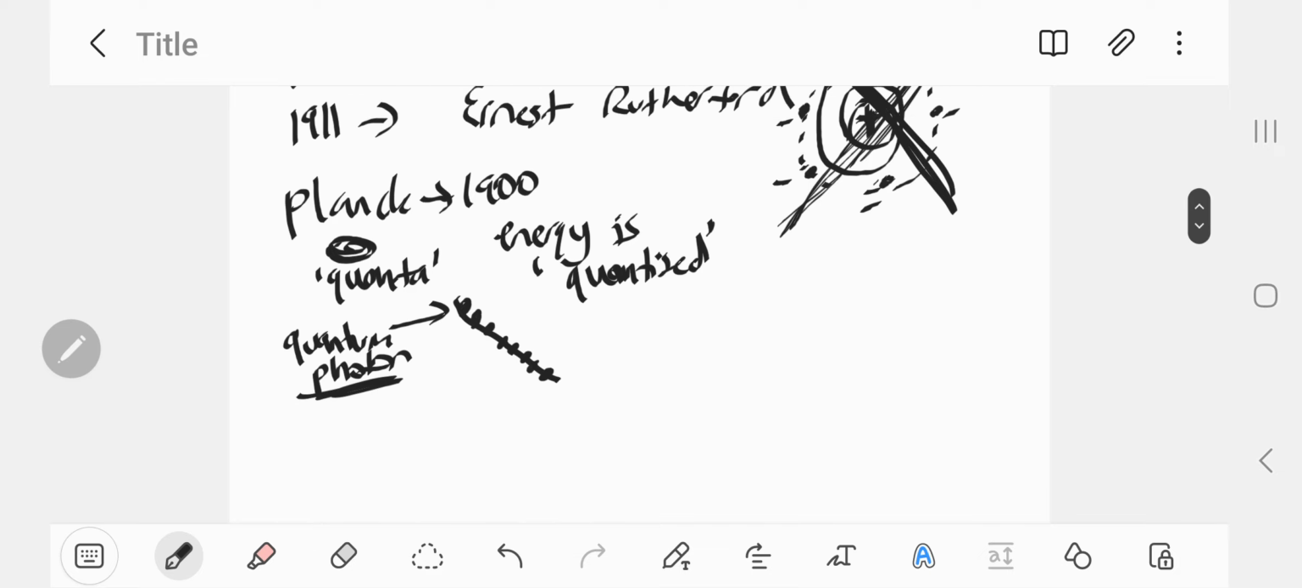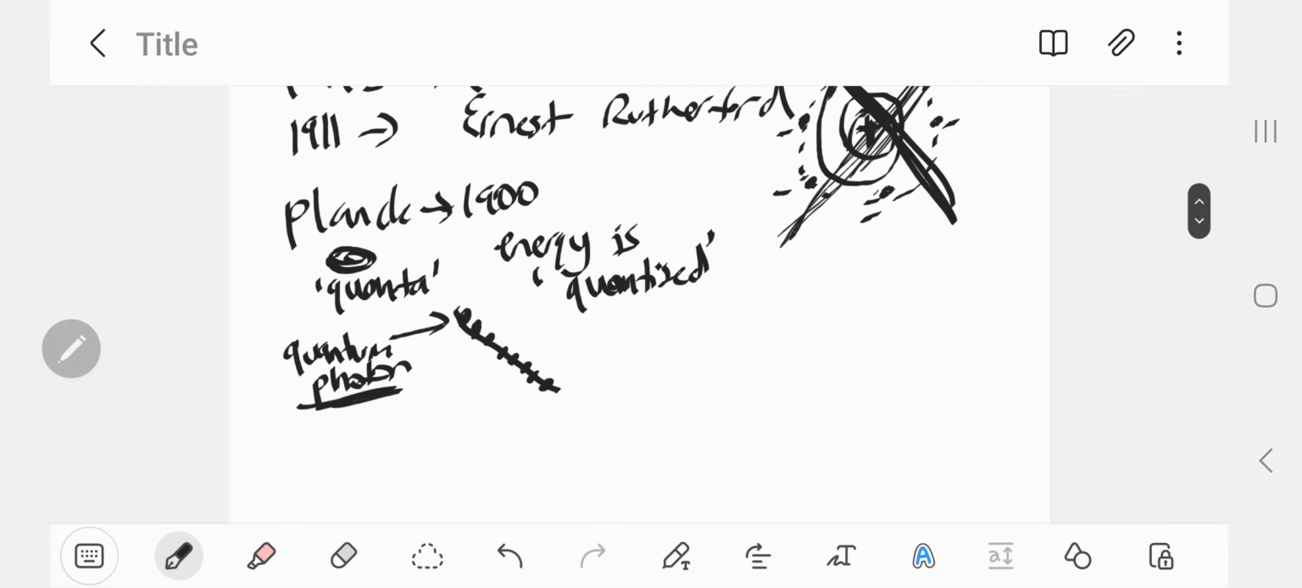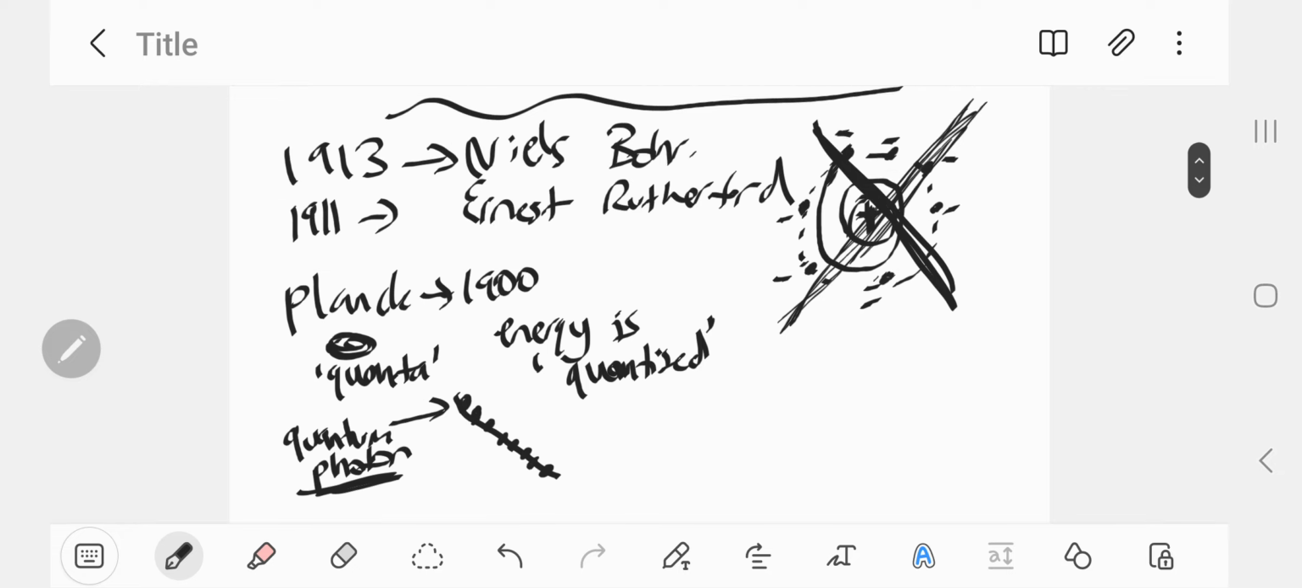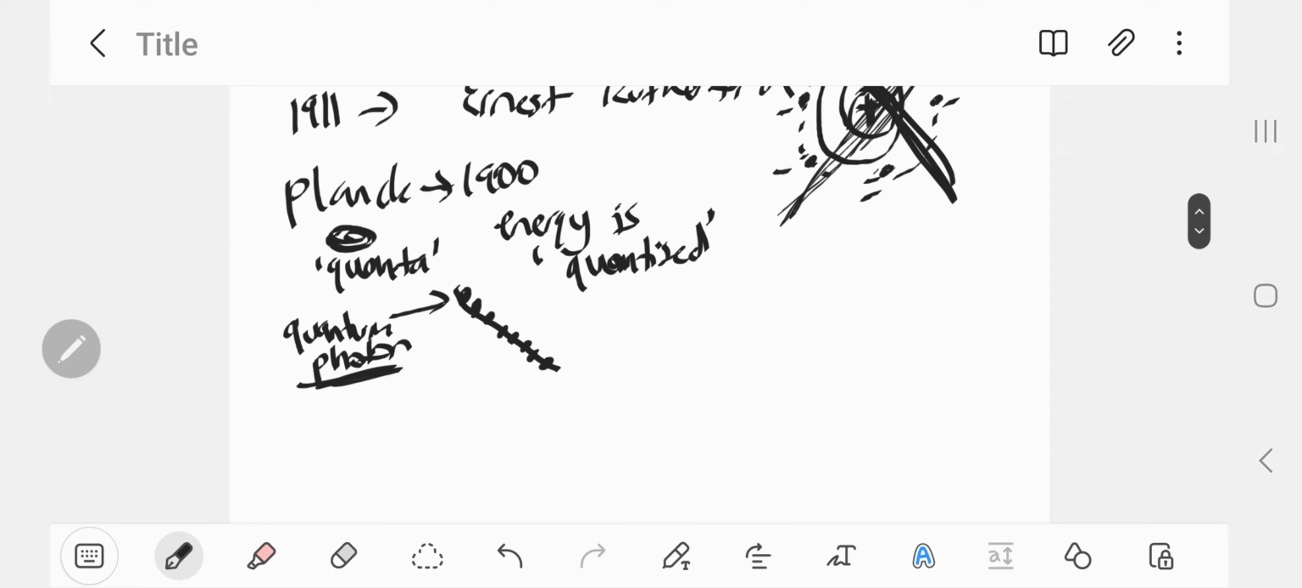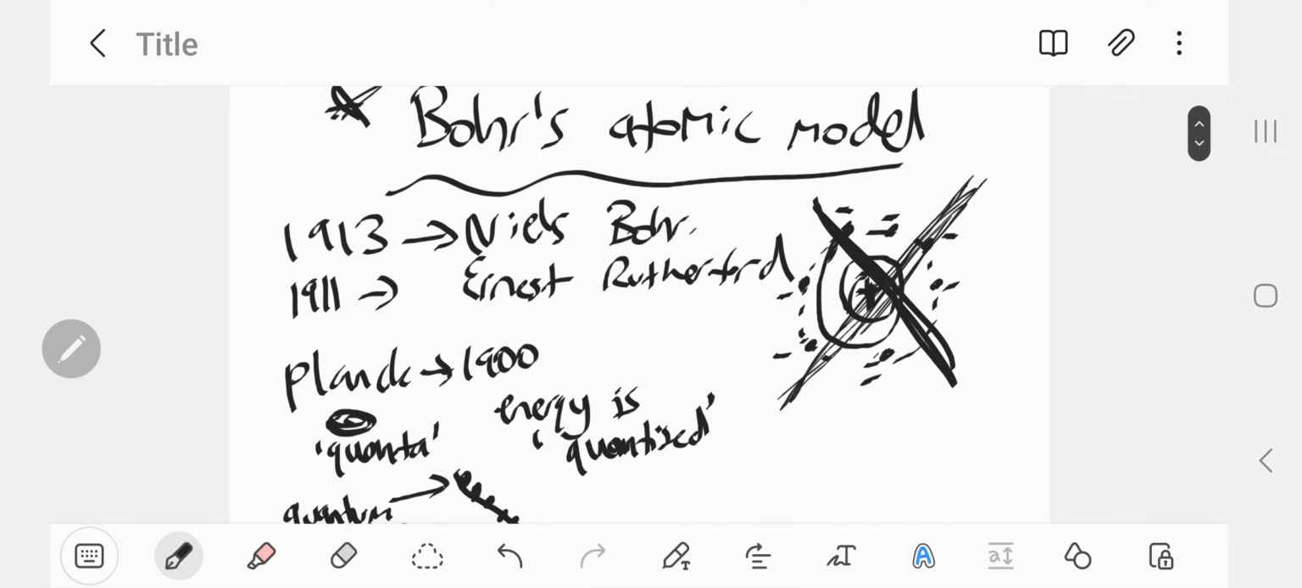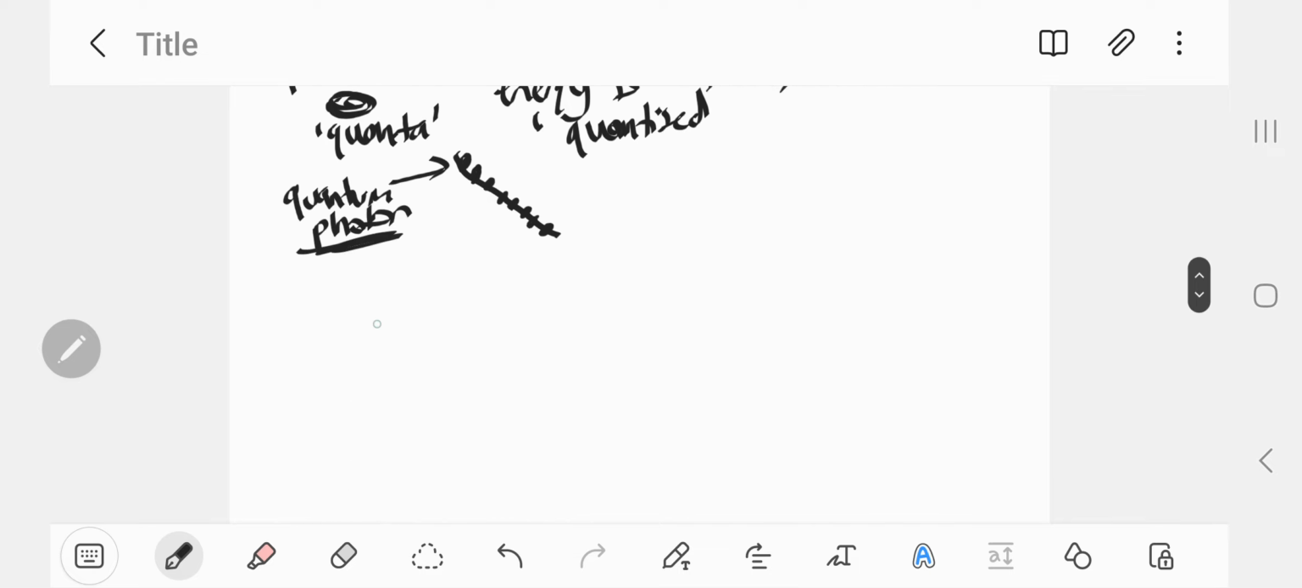So Bohr's model is also known as a semi-classical model because it incorporates ideas from both classical physics and quantum physics. And Bohr came up with 4 postulates. And this is what physics HSC students need to know. 4 postulates or 4 principles, 4 ideas. First one is that electrons must move in circular orbits around the nucleus, due to electrostatic attraction between the electron and proton.